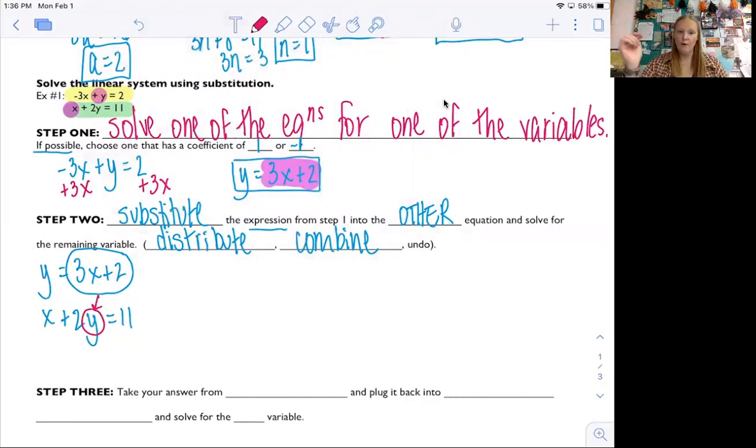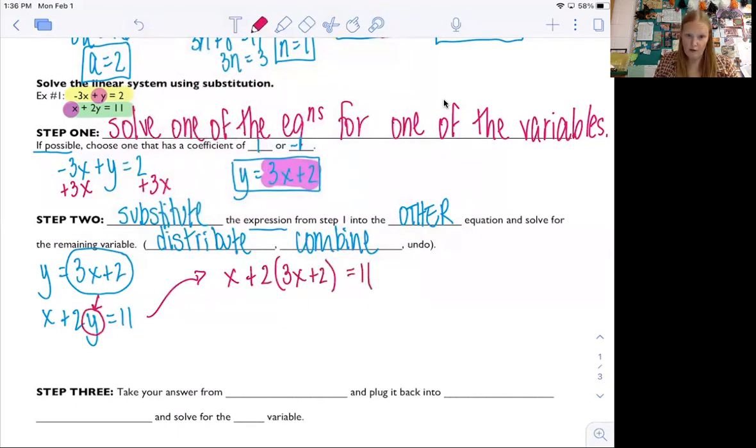Go off the court, go on the court. So here's what it turns into. I get x plus 2, and instead of the y, I write 3x plus 2 equals 11. Don't forget to complete the equation. So I took this y out and I put this in its place. And it's 2 being multiplied by that, which is why I wrote it as distributive property. Okay, I hope we're doing okay. Hang in there.